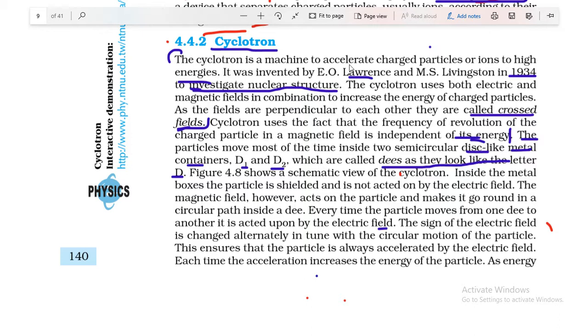It is used to accelerate charged particles. You can see here charged particles like ions, and it was invented by E.O. Lawrence and M.S. Livingston in 1934. And the purpose of this invention is to understand the nuclear structure. Okay, nuclear structure. This was the purpose of development of this machine known as cyclotron.